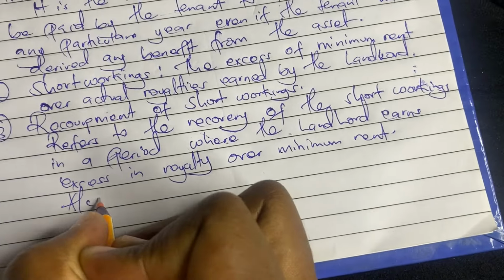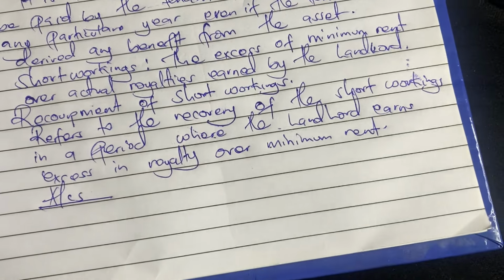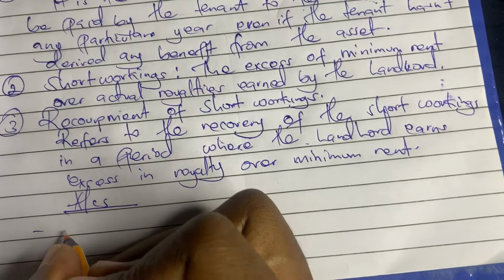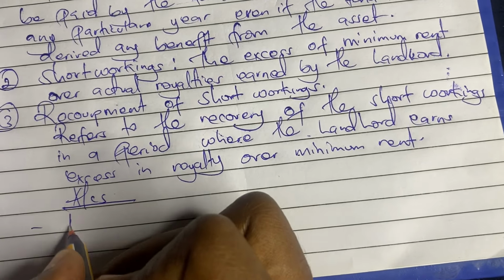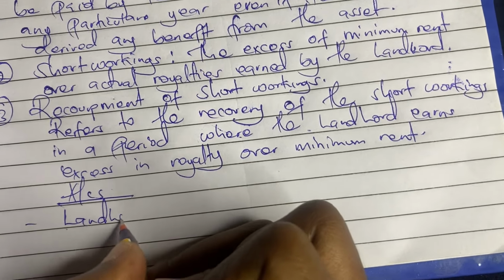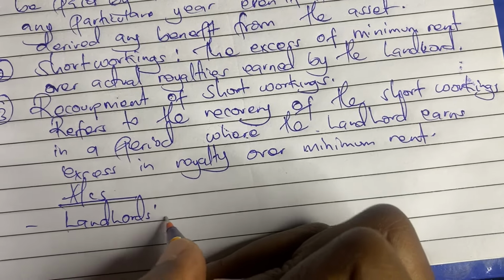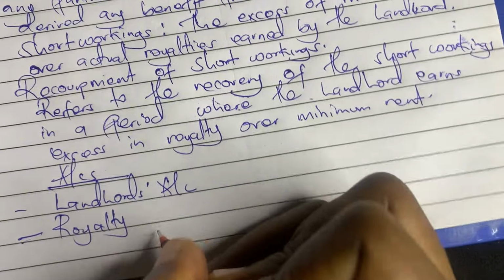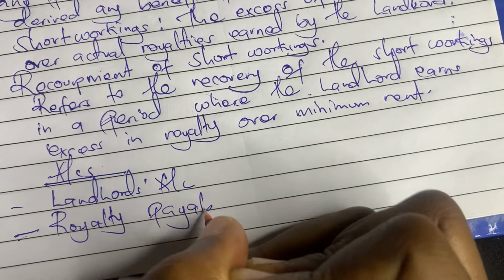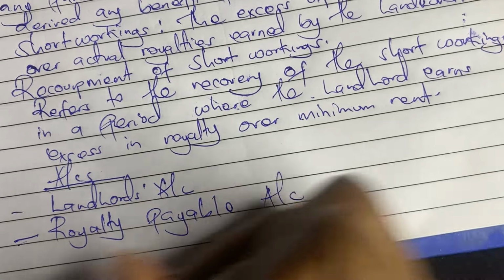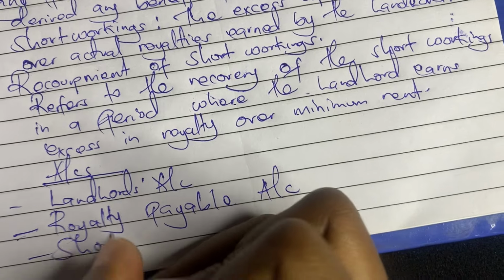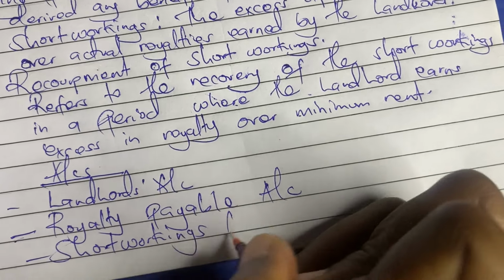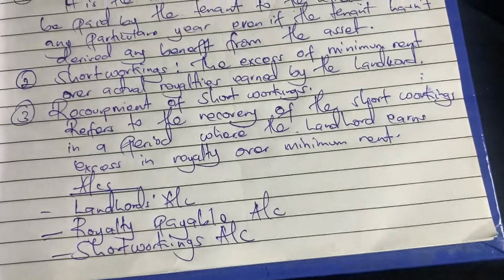Then the accounts that we are going to be looking at when it comes to royalty accounts: we have the landlord's account, royalty payable account, and the short workings account. Those are the three accounts that we are going to be looking at.